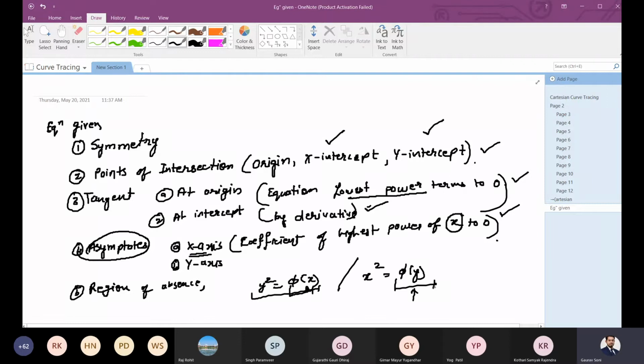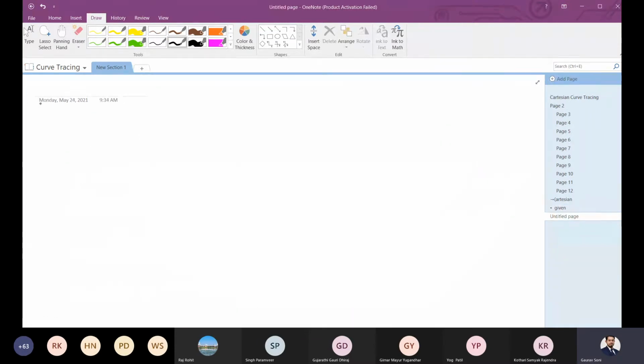And the last one is the region of absence. So we convert the equation into either form and see for which value of x, y does not exist, or for which value of y, x does not exist. So this is the last point that we need to do. So these are all the things. In today's lecture, we will start solving some examples.